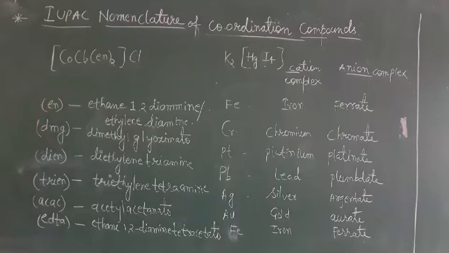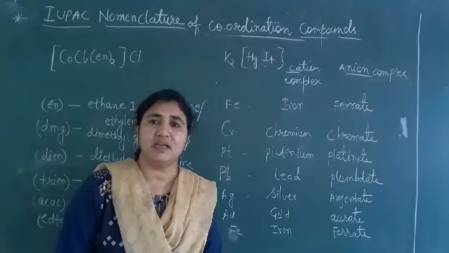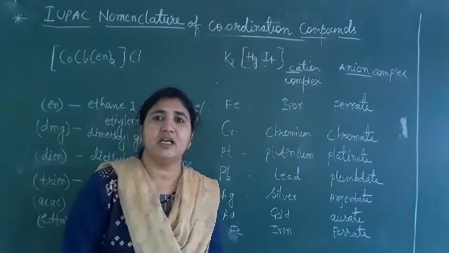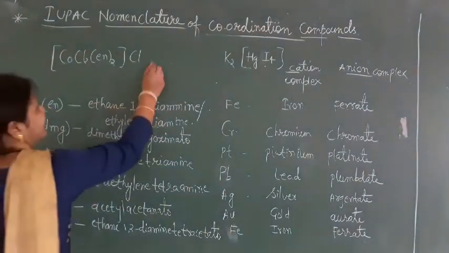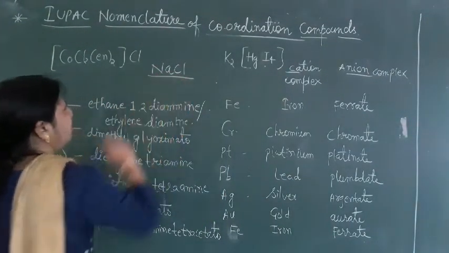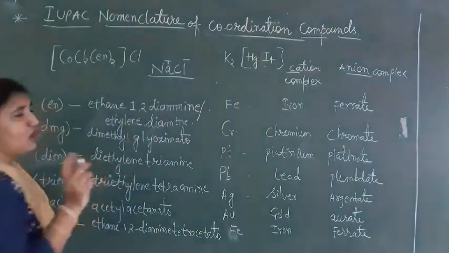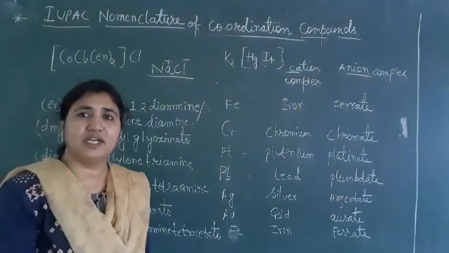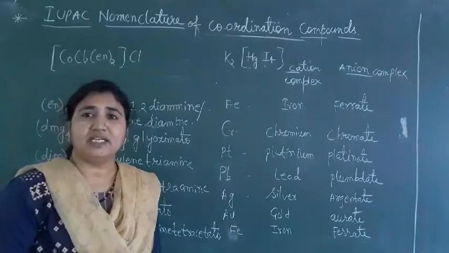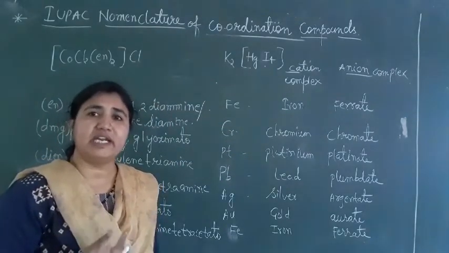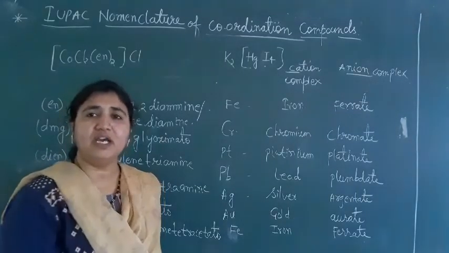See here in IUPAC nomenclature, this is a salt. So in a salt name, the cation always comes first, then the anion. For example, NaCl: how will we name it? Sodium chloride. This is Na plus and Cl minus. So always positive first and then negative. When we are naming salts, cation first then anion. That cation is either complex or simple, but we have to pronounce the cation first and then write the anion.